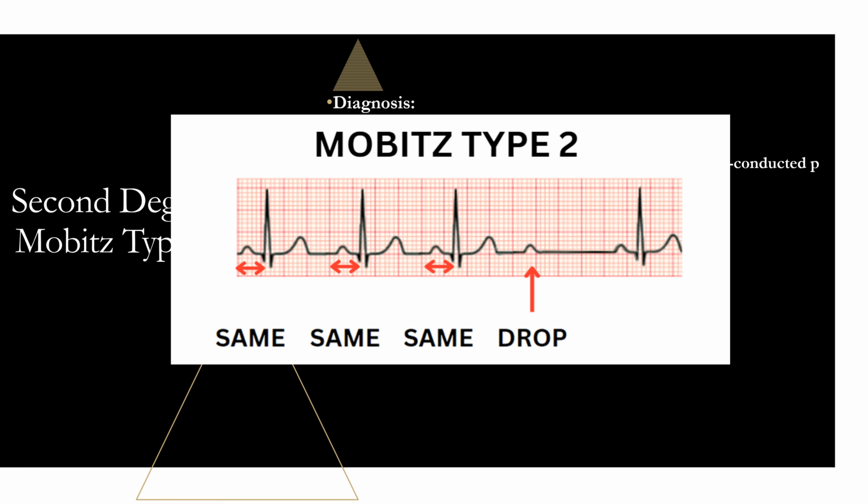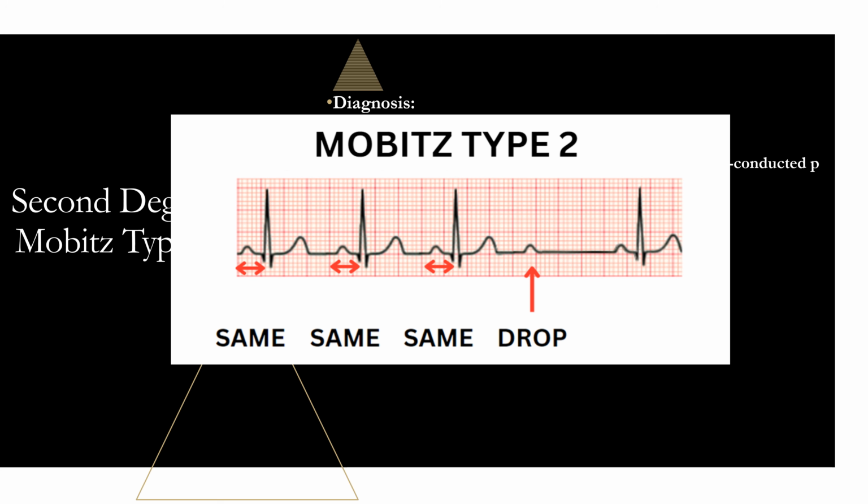Next beat, P wave, PR interval the same as the last, no prolongation, aka no warning like we saw in a Mobitz 1. Then all of a sudden, dropped beat, no QRS complex. That's the pattern to look for: unchanging PR interval, then suddenly a P wave fails to conduct to the ventricles.